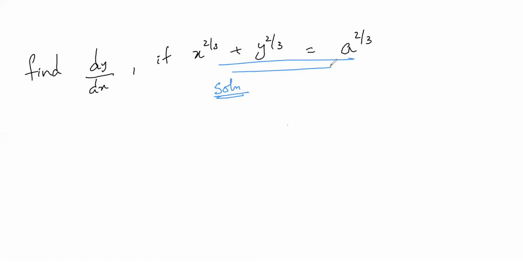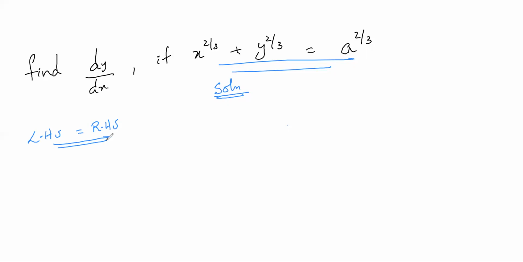Find dy by dx, if x power 2 by 3 plus y power 2 by 3 is equal to a power 2 by 3. This is our question. I'll write down each and everything in this. So what does this x power 2 by 3 plus y power 2 by 3 mean? From the question, what does it mean? LHS is equal to RHS. Correct? That is the meaning of this. I hope everyone agrees with the same.